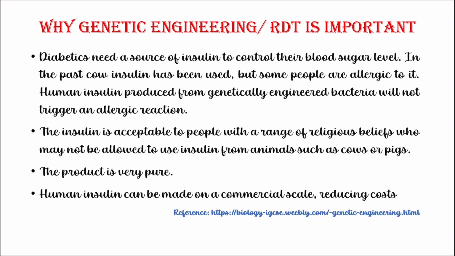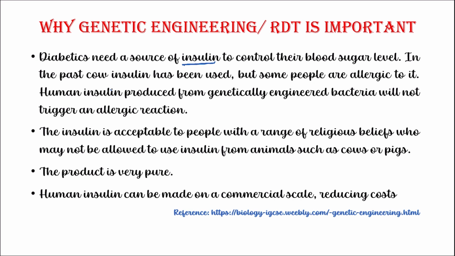Now, why do we need genetic engineering, or why is RDT important? Because, as I have told you, in diabetes the sugar level gets imbalanced, so we need a continued source of insulin. And how can we do that? As I have told you also, any individual can only produce enough insulin for their own body. So we can't take insulin from someone's body. We need to produce more and more insulin. And how can we do that? By genetic engineering. It's an easy way.